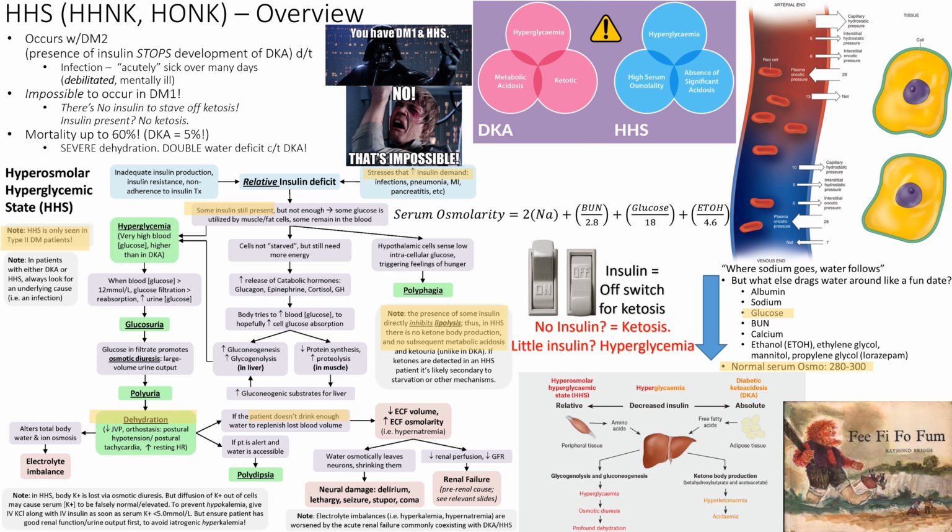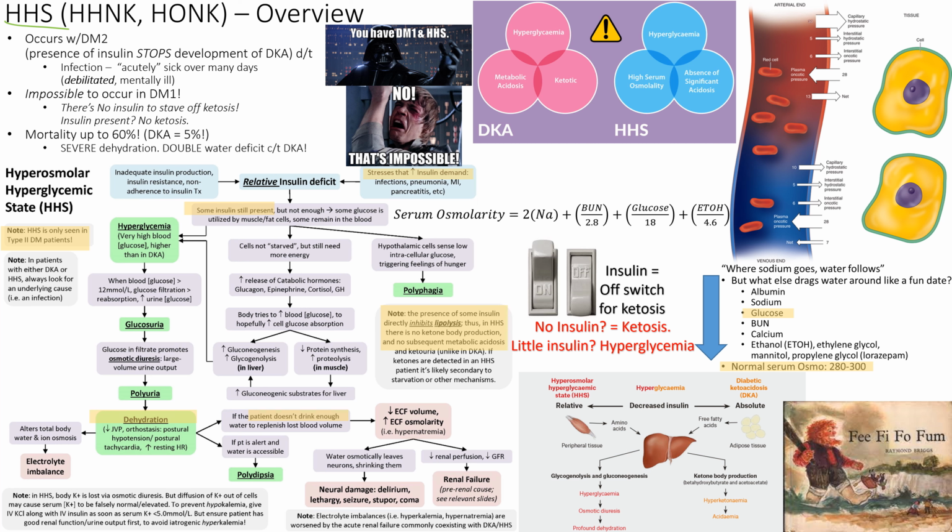So HHNK or HONK, unfortunately, is not called HHNK or HONK anymore. It's called HHS, right? So HHS is a situation that happens with high sugar, just like DKA. So what's the difference? This is high sugars that are incredibly high, and when you have high sugars, it pulls water, makes you super dehydrated. It also makes you pee a lot, right?